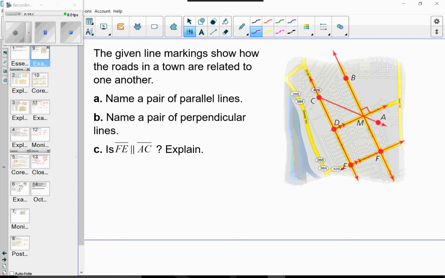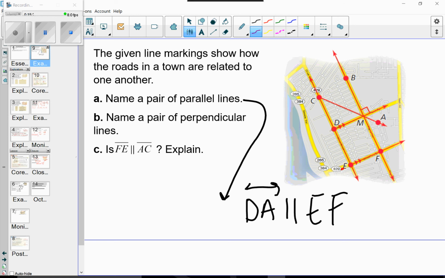Okay, now that you're back, let's fill these out. It says name a pair of parallel lines. Well, you've already got markings on the diagram, so just use what was given to you. So for this particular one, we have that DA is parallel to EF. Okay, so it does say lines. So DA is parallel to EF.